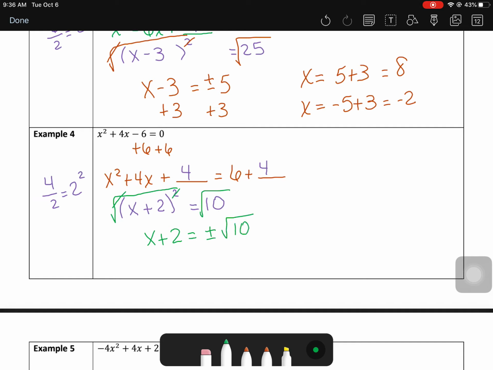The square root of 10 can't be simplified, so we're going to leave it and simply finish by subtracting 2 from both sides. So we'll write the integer first, and then we put our root after. -2 plus or minus the square root of 10.